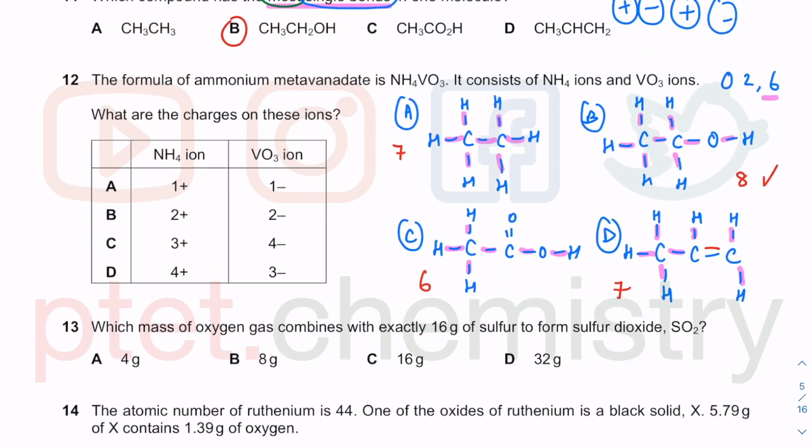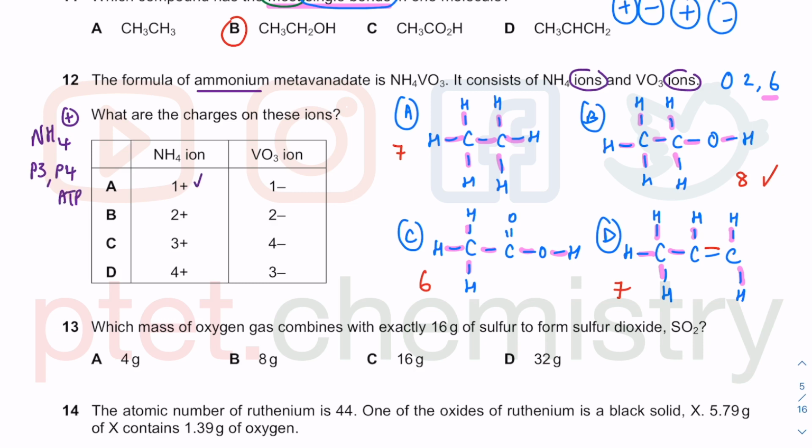Question number 12. So we have this ammonium metavanadate. We are told that there are ions. That's the most important thing. There are ions. We see that this is NH4 ions. We know the NH4 ion definitely is your ammonium cation, as stated in the paper 3 practical, as well as the paper 4 alternative to practical component.